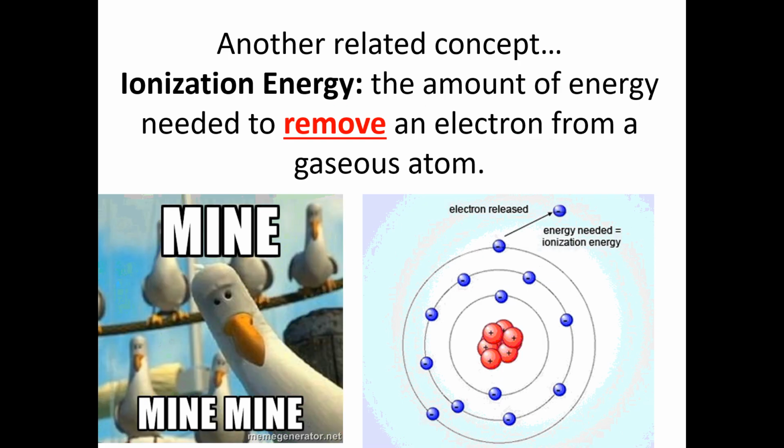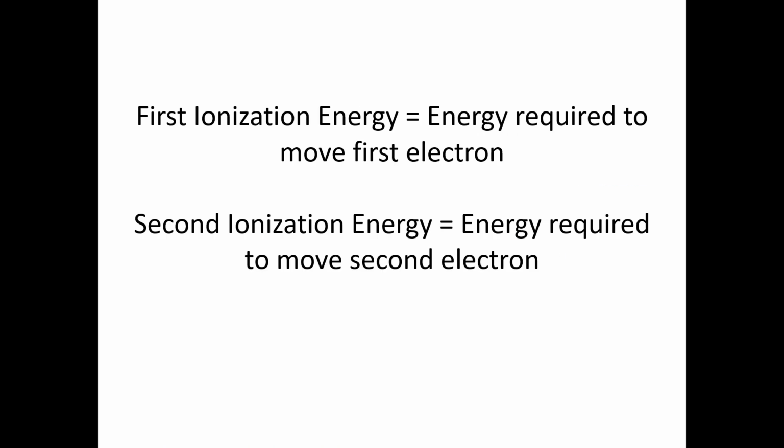Another related concept that you might hear come up is called ionization energy. That's the energy needed to remove an electron from a gaseous atom. So there's something called the first ionization energy. How hard is it to remove the first electron? And the second ionization energy is energy required to remove a second electron. So the more energy required, the harder it is because those protons are holding those electrons close.